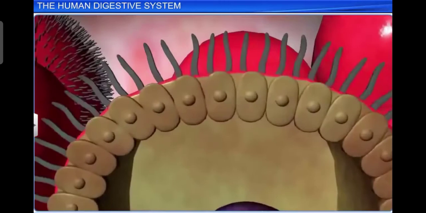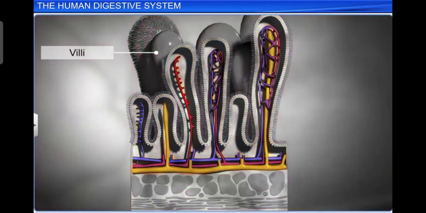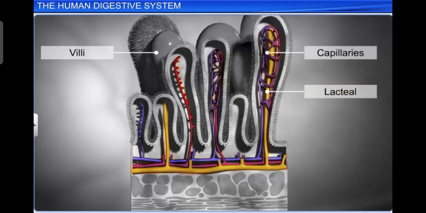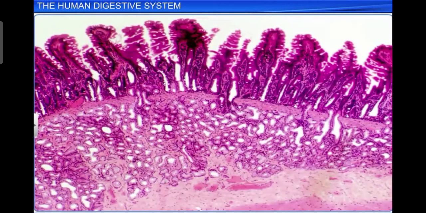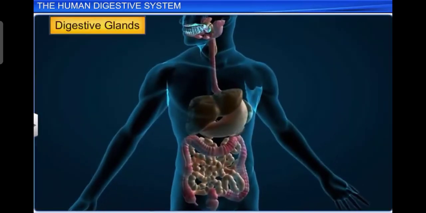The cells lining the villi produce numerous microscopic projections called microvilli, giving a brush border appearance. These modifications increase the surface area enormously. Villi are supplied with a network of capillaries and a large lymph vessel called the lacteal. Mucosal epithelium has goblet cells which secrete mucus that helps in lubrication. So now, the digestive glands.